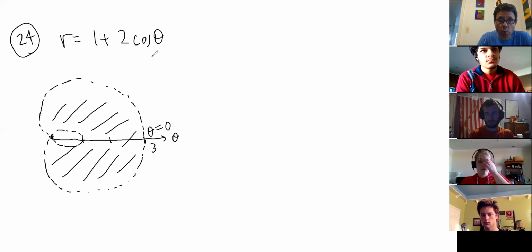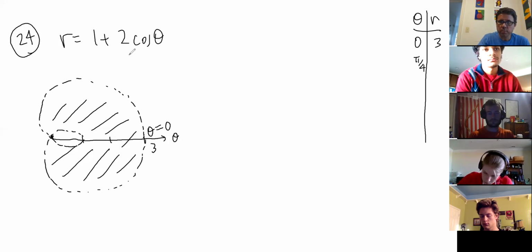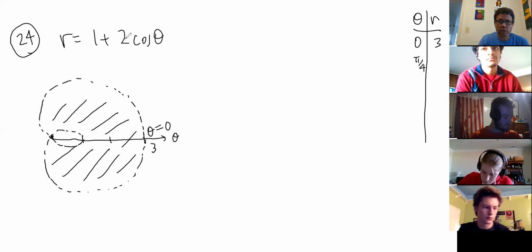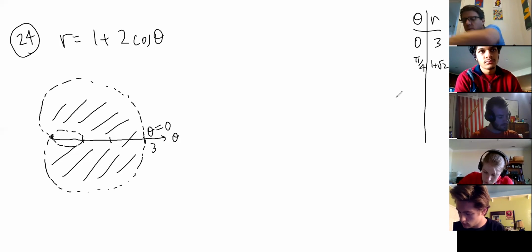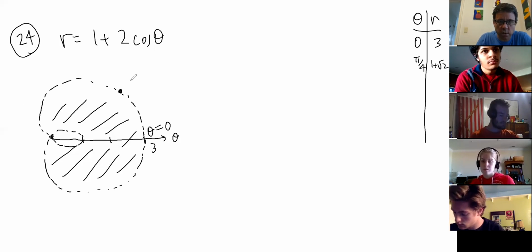At pi over 4, let me just make a small chart over here. So at 0, I'm at 3. At pi over 4, plug in pi over 4, I get square root 2 over 2, and the 2's cancel, so I'll get 1 plus square root 2. So that's about here.